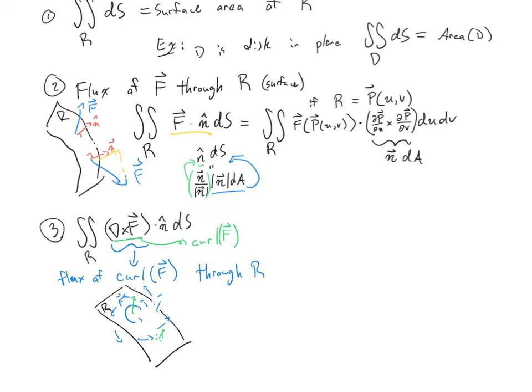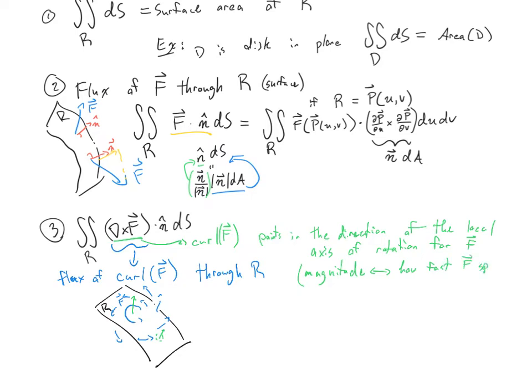And in general, curl f points in the direction of the local axis of rotation for f. And its magnitude corresponds to how fast f is spinning locally.